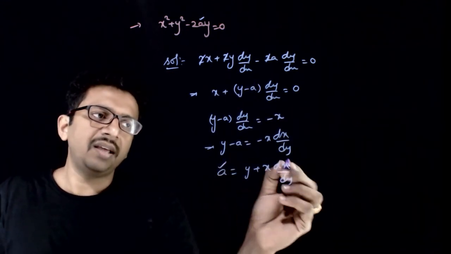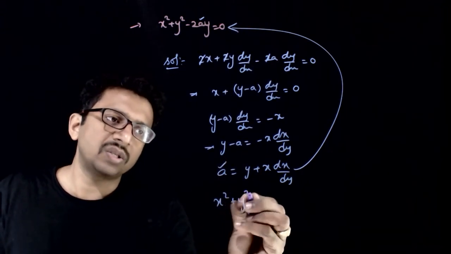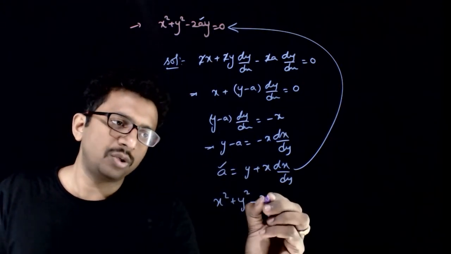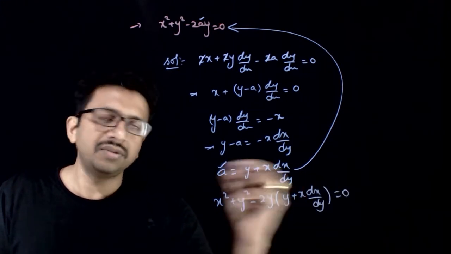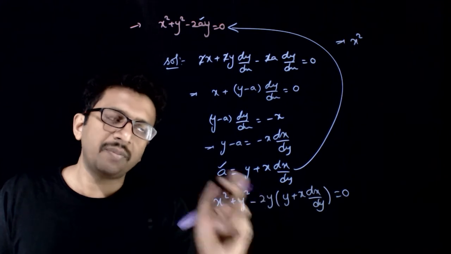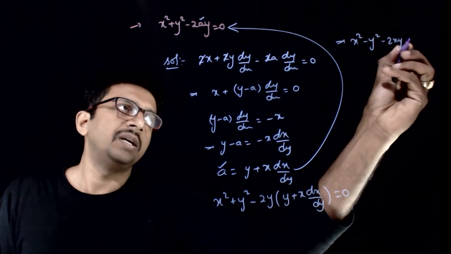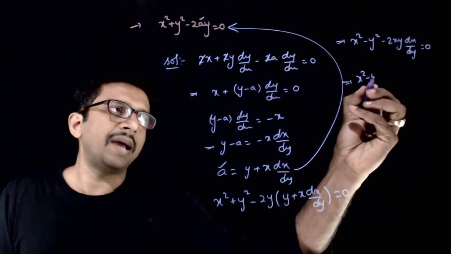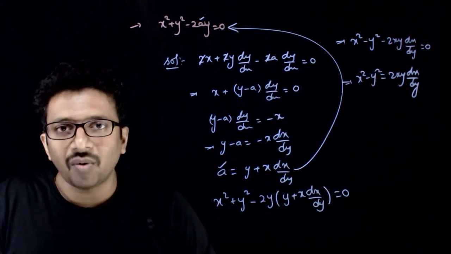So I just need to put this a in my original equation. So x square plus y square minus 2a, that is minus 2y times a, which is y plus x dx by dy, is equal to 0. This implies x square plus y square minus 2y square is minus y square, minus 2xy dx by dy is equal to 0. So this implies x square minus y square is equal to 2xy dx by dy, which is the required differential equation.